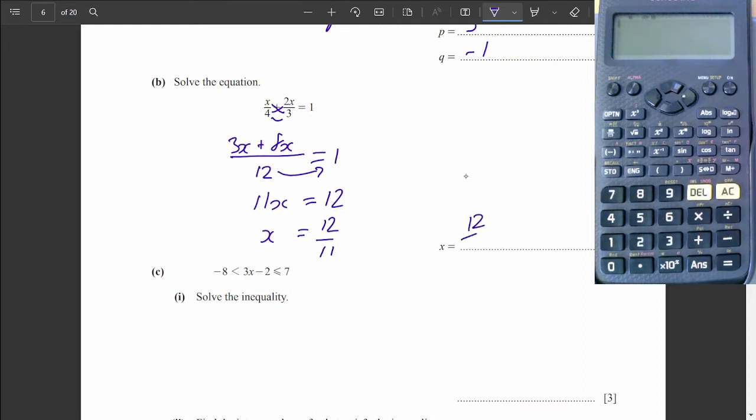Now it doesn't say write it as a mixed fraction or improper fraction or a decimal, so you can write any of those. You can write 1 and 1 over 11, 12 over 11, or I see even on the math key 1.09 would also work.